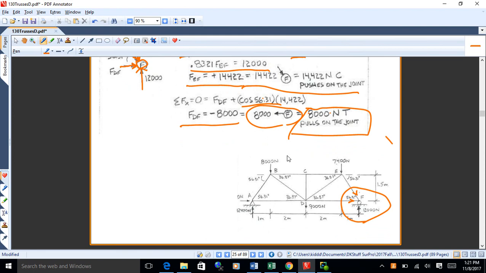Questions on that? Okay. So you don't know if it's in tension or compression until you actually solve it? Yeah, you can take a pretty good guess sometimes, but yeah, the proof is in the numbers. If you get a negative answer, it just means you guessed wrong. You just turn it around. No big deal. Okay.